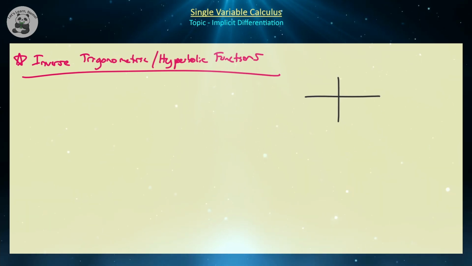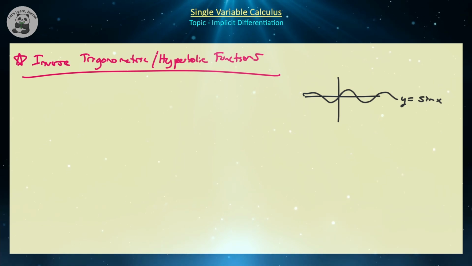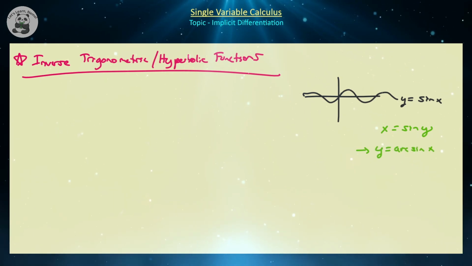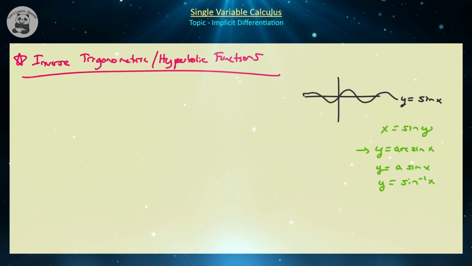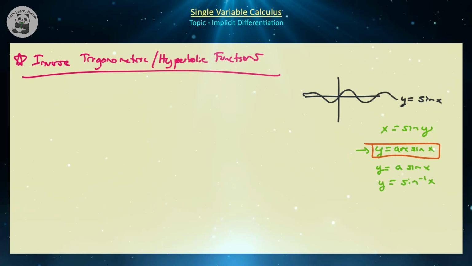For example, let's assume that we have the function y is equal to sine of x, which is given here. And let's assume we want to graph the relation x is equal to the sine of y, which is sometimes abbreviated as y is equal to the arc sine of x. Some people will use just a sine of x, or a notation that I'm not personally fond of, sine with a minus 1 of x. I'm going to be using the first, to avoid any ambiguity with other things.